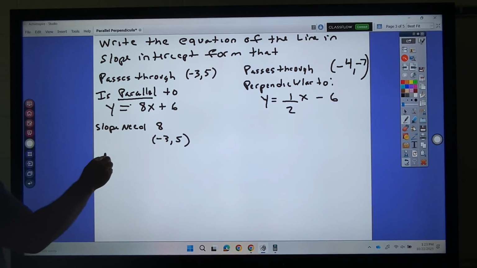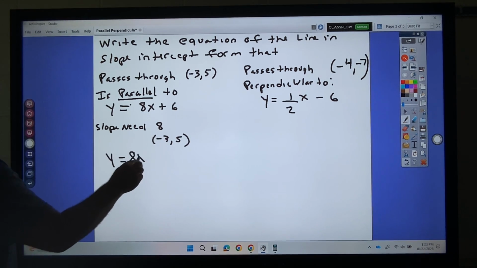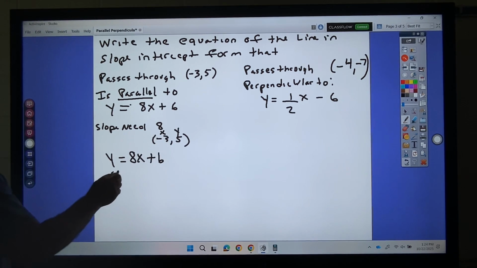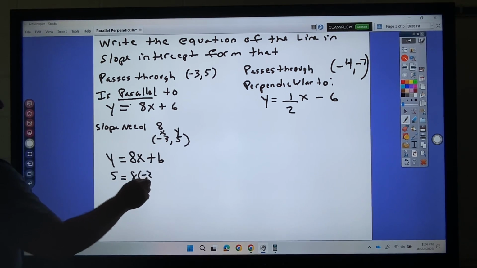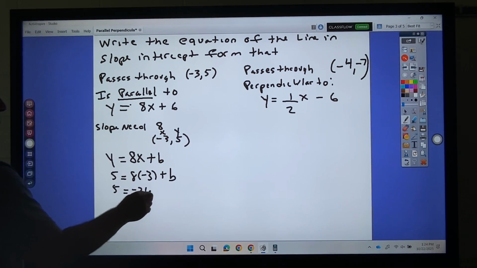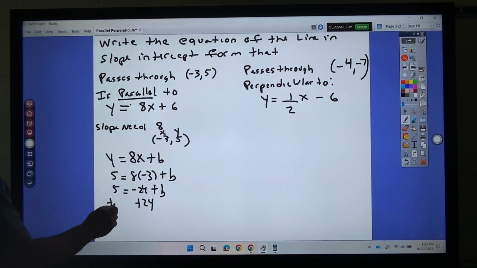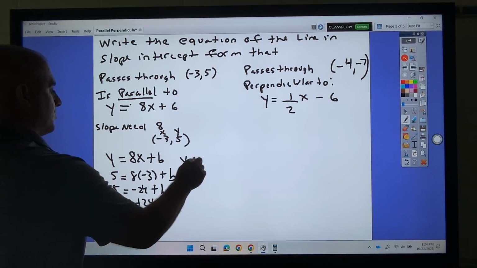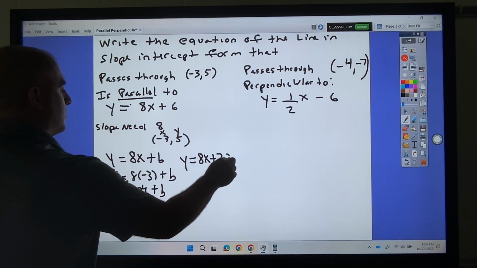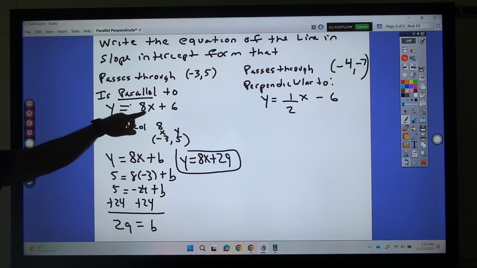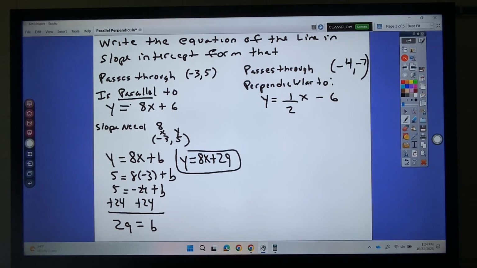Okay, so I'm going to start with y equals 8x plus b, just like before. This is my x, this is my y. So -3 equals 8 times 5 plus b. 8 times -3 is -24. Okay, and then I add 24 on both sides. I get b is 29. So my final equation is y equals 8x plus 29. Okay, that is parallel to this line, and it passes through that point.